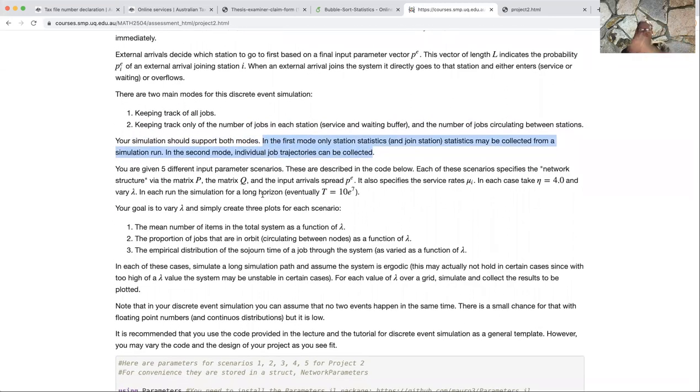So you're given 5 different input parameter scenarios, and these are described in the code below. We'll look at them in a second. And each of these scenarios specifies a network structure via the matrices P and Q and the vector P^E of where you get to, and the service rates. And you'll always take eta to be 4. So that means that the mean time between stations is 1 on 4. That's a quarter. Okay, and what you're going to do is vary lambda.